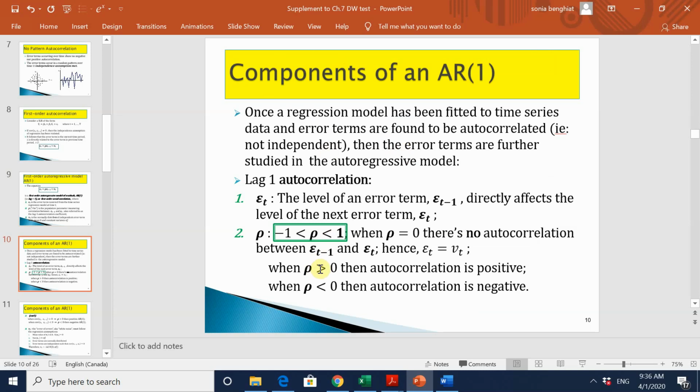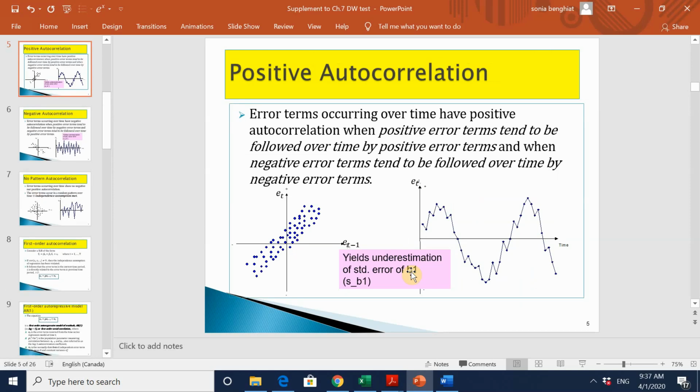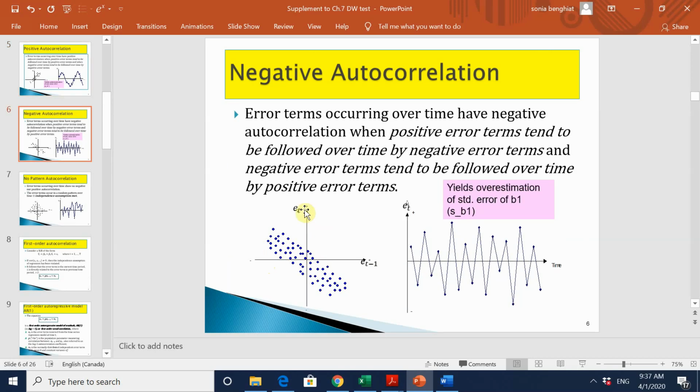When our rho here is greater than 0, then we're talking about a positive autocorrelation going on in the error terms. Positive autocorrelation, very quickly, let's just look back. This is the type of pattern that we're looking at in a scatter plot. The relationship between two consecutive error terms would have this type of pattern right here for positive autocorrelation. When rho, of course, is negative, then we're talking about negative autocorrelation, in which case the two consecutive error terms would exhibit this type of pattern over here.